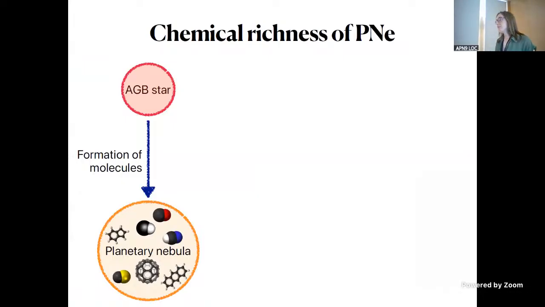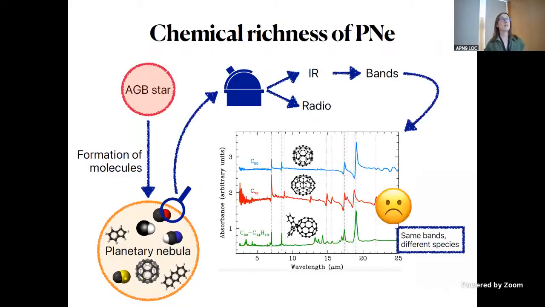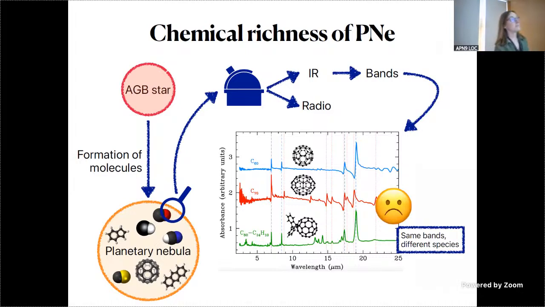So let's start from the beginning. In the evolution from the AGB star towards the creation of the planetary nebula, many chemical reactions take place in the medium. And at the end, we have many different molecular species. We can observe them in IR or in radio. In IR, we usually have bands. And here in this example, you can see 3 very different species, but all of them sharing the same bands. So you cannot detect unambiguously which species you are observing.